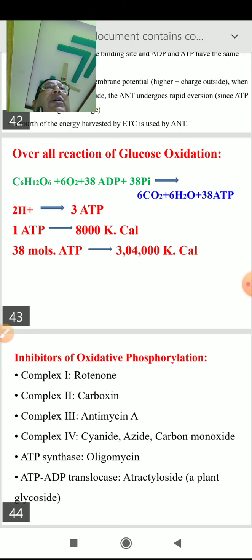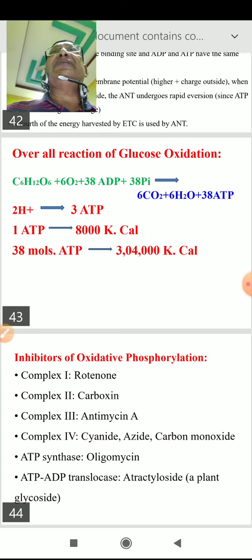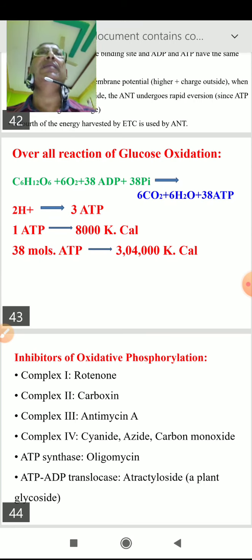So what are the inhibitors of the oxidative phosphorylation? Complex 1 is rotenone, complex 2 is carboxin, complex 3 is antimycin A, complex 4 is cyanide, azide, carbon monoxide, and ATP synthesis is inhibited by oligomycin. ATP and ADP translocase is inhibited by atractyloside, a plant glycoside. So with that, I would like to conclude regarding the structure and functions of the mitochondria.